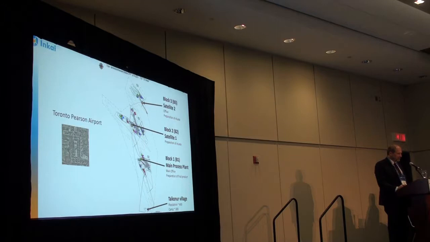The main facilities for the site are mostly located at Block 1, but there are some facilities at the other two blocks. When I say facilities, I mean the offices, the shops, there's a canteen at Block 1, etc. At Tykonor, JV Inkai has an employee residence camp with catering and leisure facilities for approximately 300 employees, which you can see in the very south area down here.